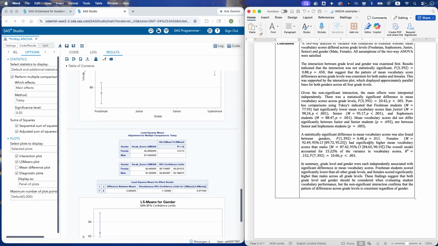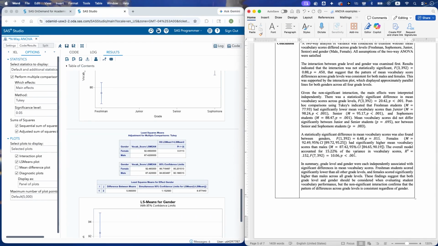Some papers report the confidence interval. We can try to do that from time to time, but it's clear that the females scored higher than the males. This is 92%, this is 87% for the males, for the 95% confidence interval. And we reported the overall model. The overall model accounted for about 15% of the variance in the vocab scores. R squared is about 0.515, and we reported the F value and the P value.